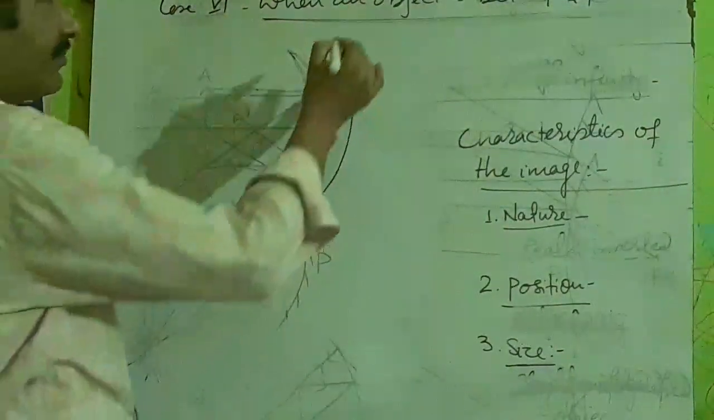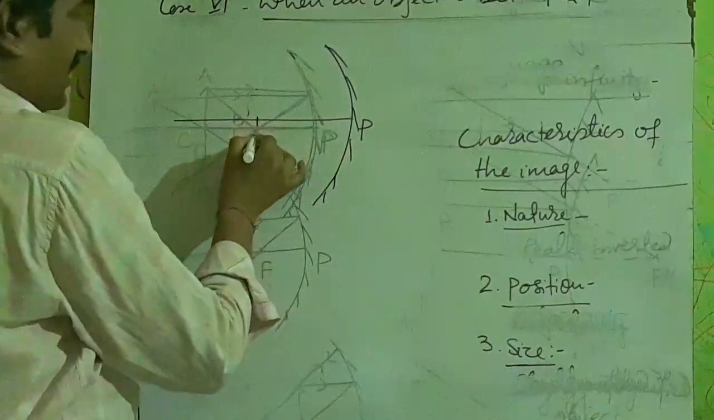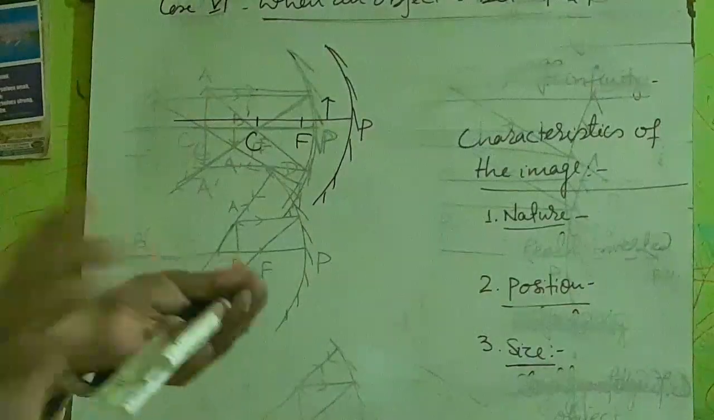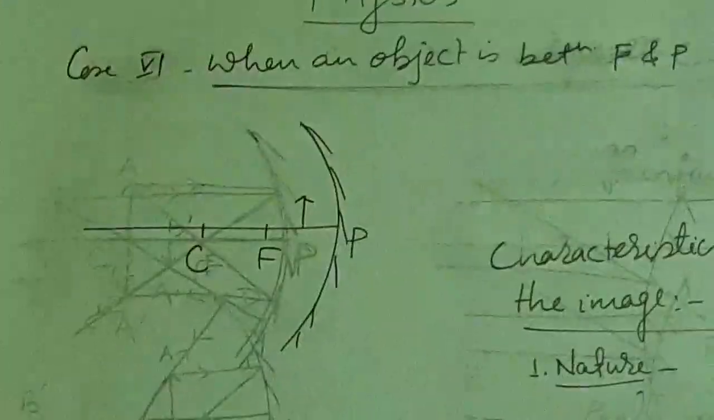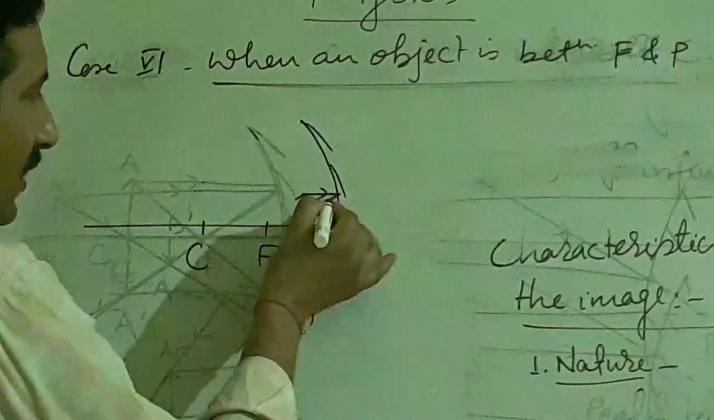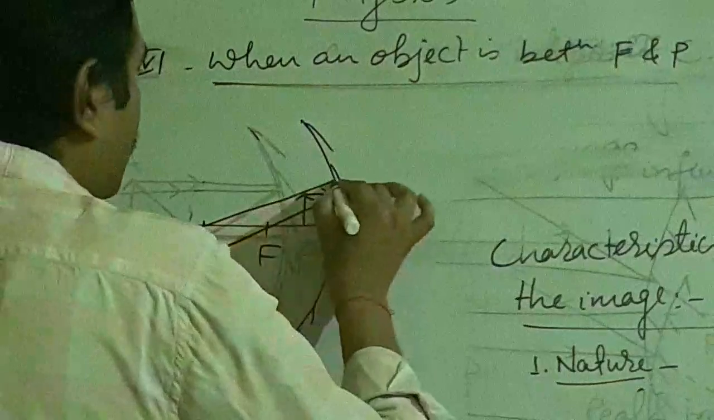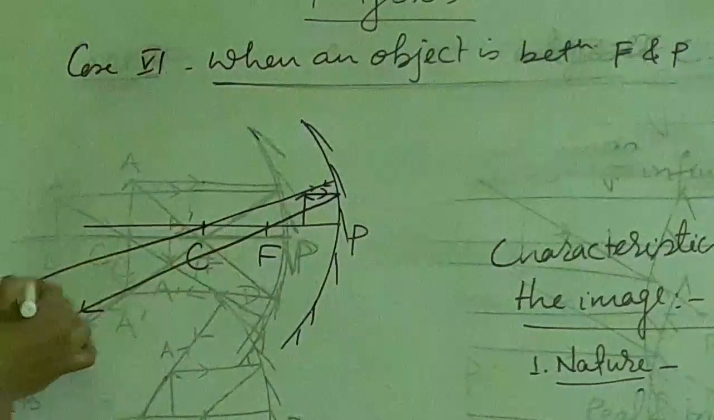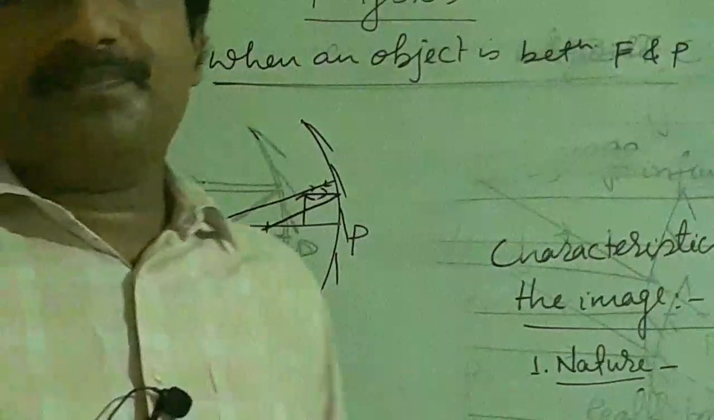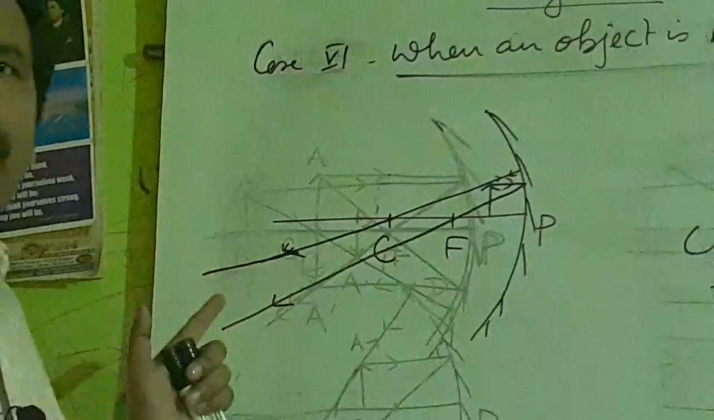This is the mirror and this is the principal axis P. This is the center of curvature C. This is the focus F and the object is between F and P. Try to understand. Take a ray of light parallel to the principal axis. It will pass through the focus after reflection. Take another ray of light through the center of curvature. It will be like this. You see, these two rays are diverging rays. Diverging rays means the distance between them increases. So they will never intersect each other at a point.